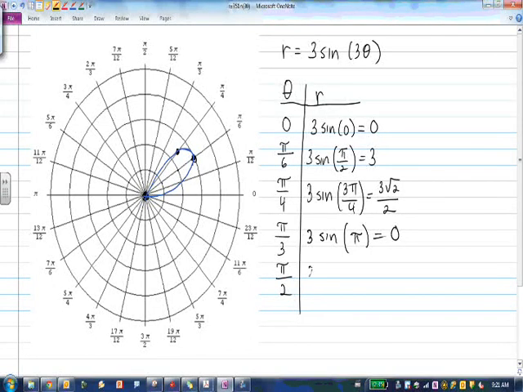At pi over 2, it turns out if I plug that in, I'm going to end up with 3 sine of 3 pi over 2. Sine of 3 pi over 2 is negative 1, so I actually end up at negative 3. Pi over 2 is typically in this direction, but since it's negative, I'm actually going to go in the opposite direction. So let's see what that looks like. I'm going to walk out 1, 2, 3. So now my graph will continue on, and it's going to end up over here. Let's plot a few more points and see what happens.